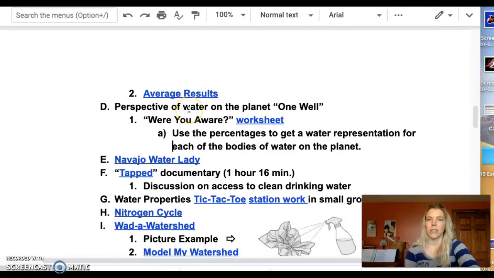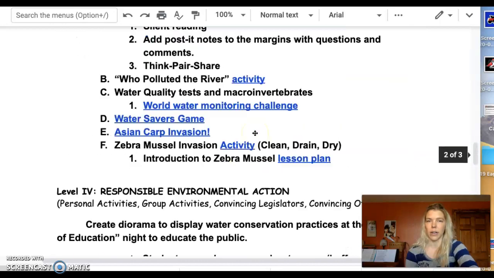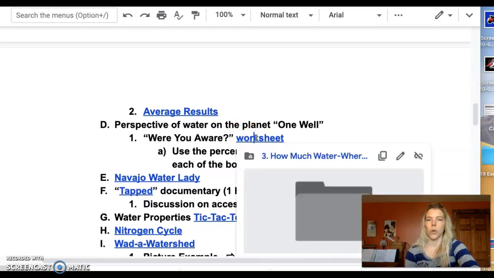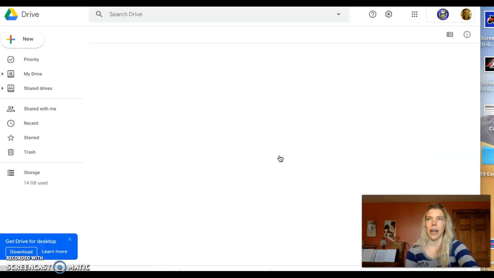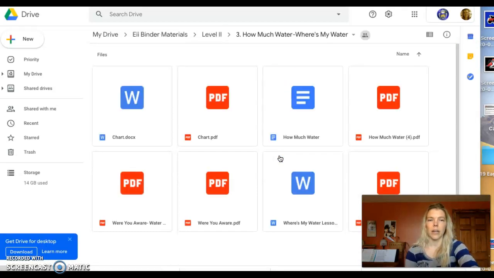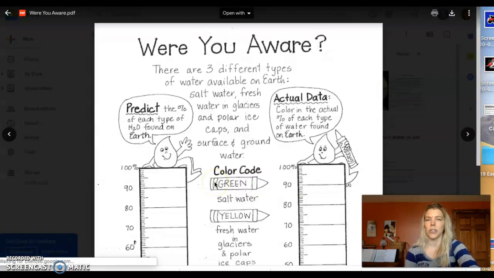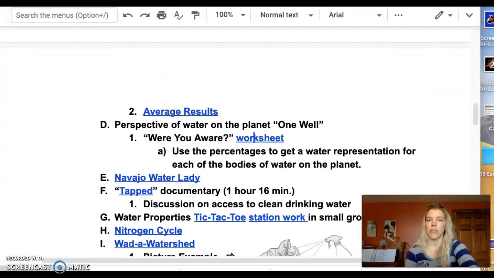Then we have the perspective of water on the planet, and this is going to come from the One Well book, and that is this book here, The Story of Water on Earth. So we're going to use this Were You Aware worksheet. This is a worksheet that focused on the types of water, so freshwater or saltwater, glaciers. So they're going to make a prediction of those percentages, and then we're going to look at that actual data. The actual data is, of course, coming from that One Well book.